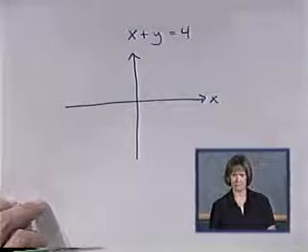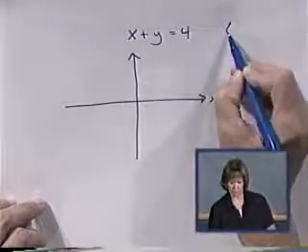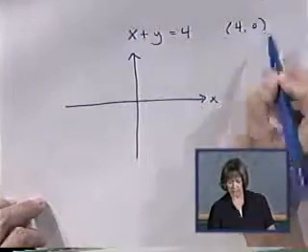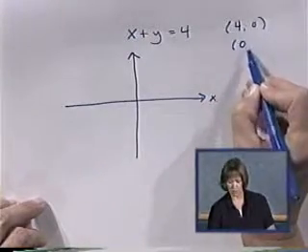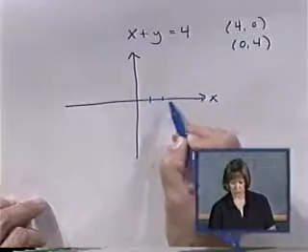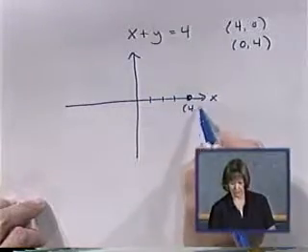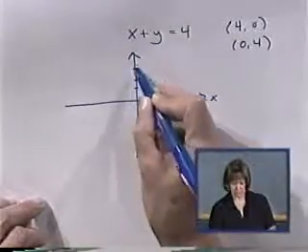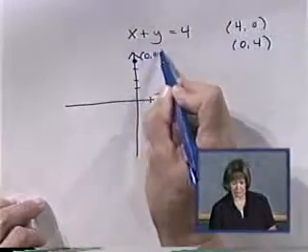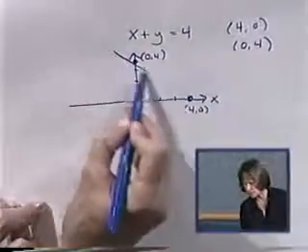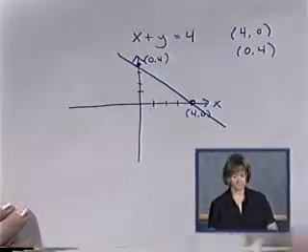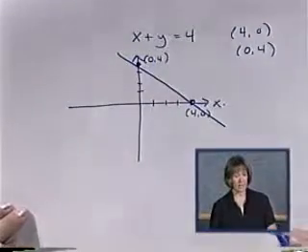To graph a line in 2 space, what do you need? 2 points? How about if we look at the point when x is 4, y is 0, or when x is 0, y is 4? So I can go 1, 2, 3, 4 right here. 0, 4 is right here. And connecting the dots, this is what the line would look like. This being the x-axis, that being the y-axis.